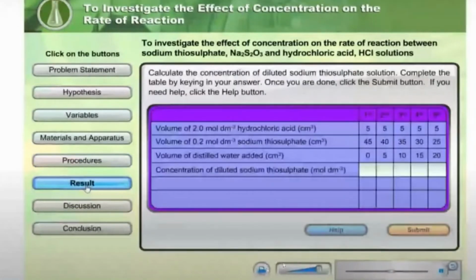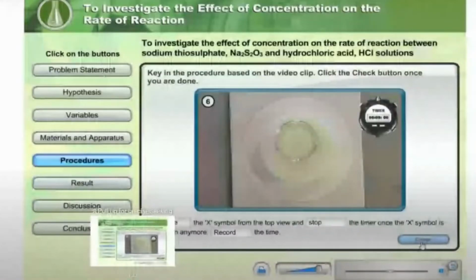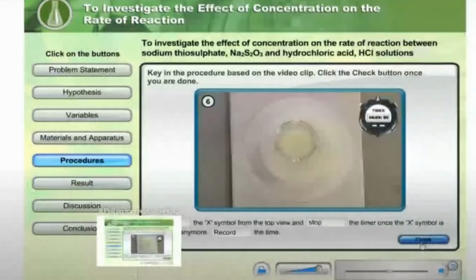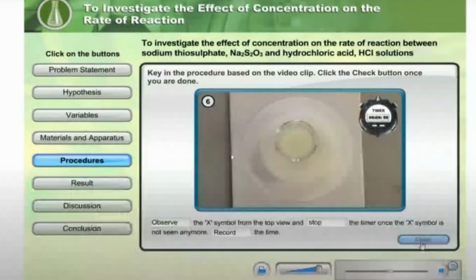Hold on, I think this one is a bit too fast. Okay, once it is poured in, you see this one. The formation of the sulfur will form a light yellow color. It is the sulfur actually. So it will cover the X mark, so the X mark cannot be seen already.